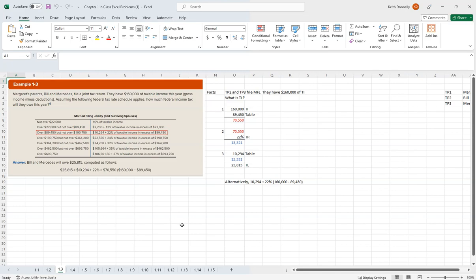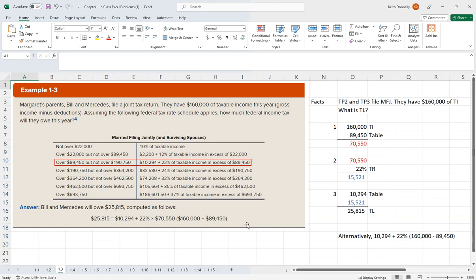The first thing, let's get used to using a table, because the IRS is going to give you a shortcut way to do it. In this situation, we have 160 grand of taxable income. We need to figure out what the tax liability is. We have the simple equation, but because this is a progressive tax system, it can be a little bit complicated, so we'll use the table to help us. First off, the facts indicate their filing status is married filing jointly. We have 160 grand, we go down, here we go.